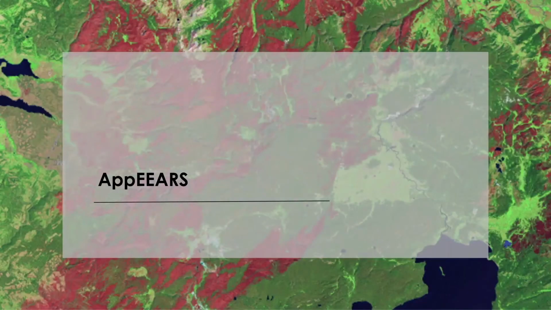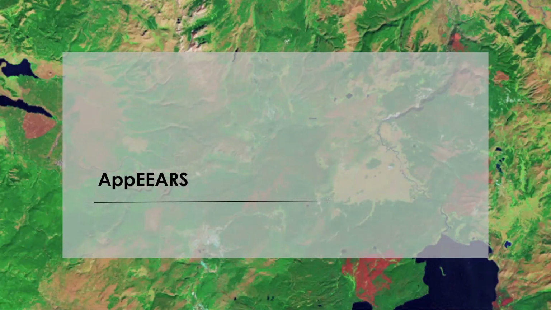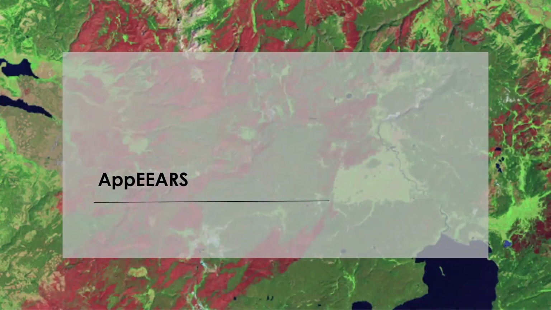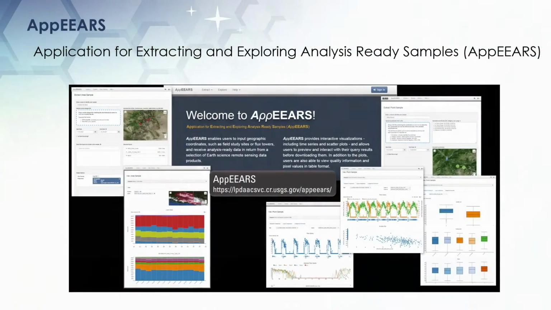So the final tool is the one we'll be focusing on for the exercise today, called AppEEARS. AppEEARS stands for the Application for Extracting and Exploring Analysis-Ready Samples. And this is a really simple and efficient way to perform data access and transformation. It enables the user to subset data spatially and temporally, and allows for analysis in the tool prior to downloading a lot of data.